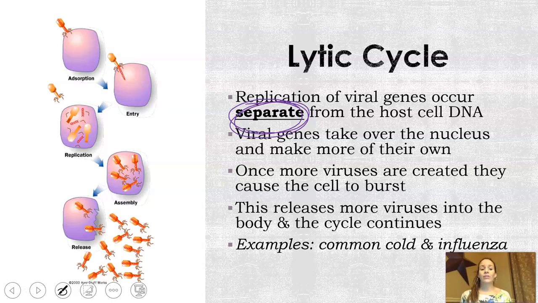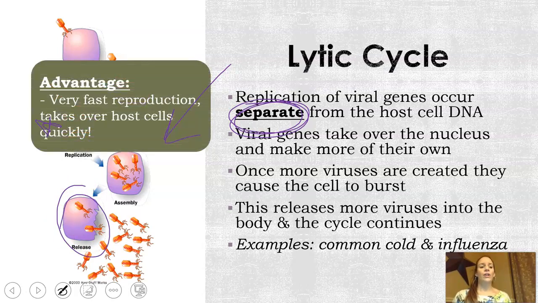Then, once all these viruses are created, eventually the cell gets too large and the cell is going to burst. This is why if you ever have a viral infection with a sore throat, your throat hurts, because those cells are bursting. So that in turn releases more and more viruses, and then the cycle continues. So examples here are things like common cold or influenza. And you can see this diagram over here shows a really great way of how this happens. So you see the bacteriophage there, it's injecting its genetic material. You see that genetic material is multiplied here, then it's assembled, and then here's the bursting of the cell.